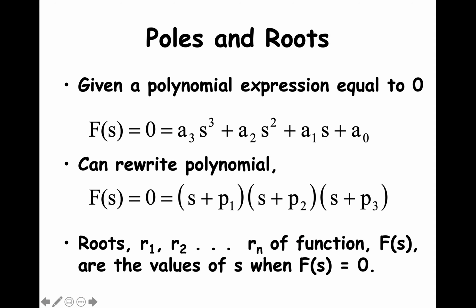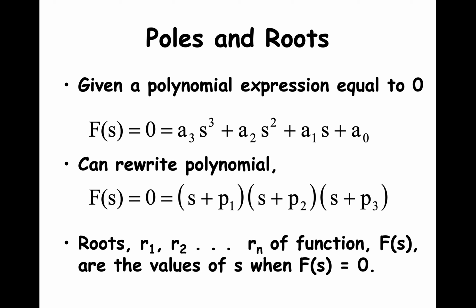We will work with polynomial expressions which we can set equal to 0 and write in two forms. The first form as constants multiplied by s to multiple powers. The second form is written as the product of multiple s plus p terms. The p terms are called poles. The roots of the polynomial expression are the values of s, which make f(s) equal to 0.